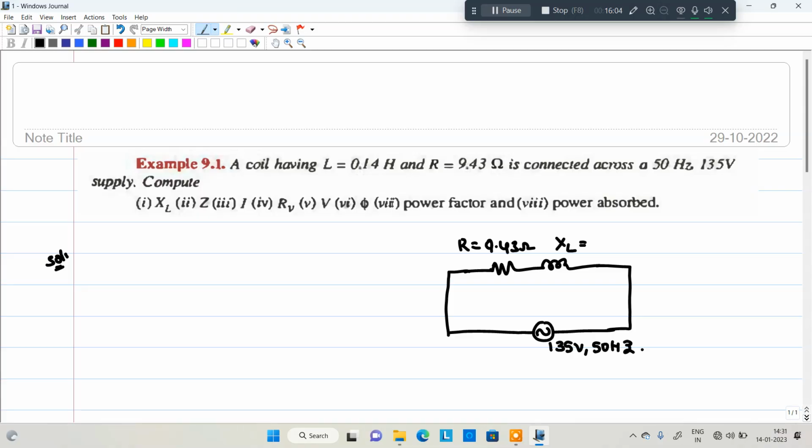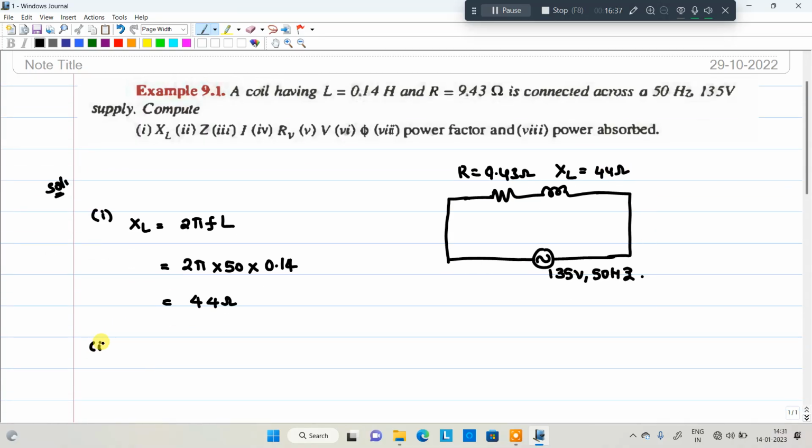Now, they're asking about the first point, XL. You know the formula for XL is equal to 2 pi FL. These formulas are already given in unit 2 chapter 1. 2 pi F, F is 50 Hz, L is the inductor 0.14. From that XL is equal to 44 ohms. Okay, what is XL now? 44 ohms. First part is done.